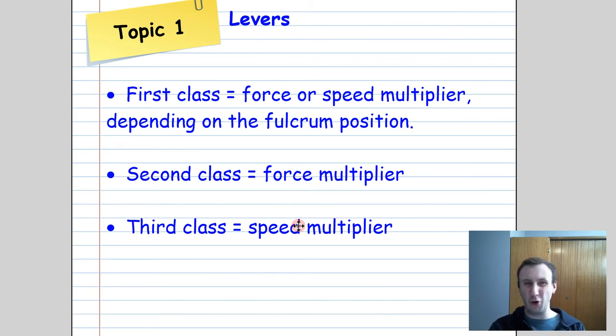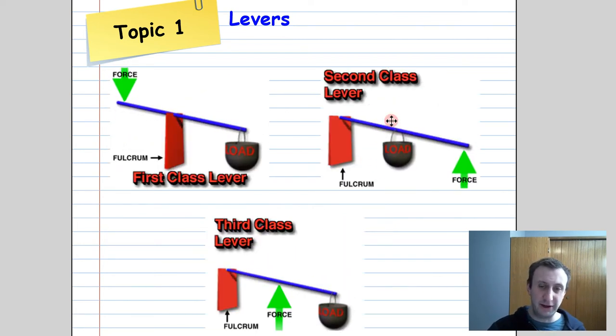Second class is always a force multiplier, so it makes it easier to do the work. You don't have to apply as much force as you would if you were lifting up the load directly. And then third class levers are a speed multiplier. So you're applying more force, but the load moves faster as a result.